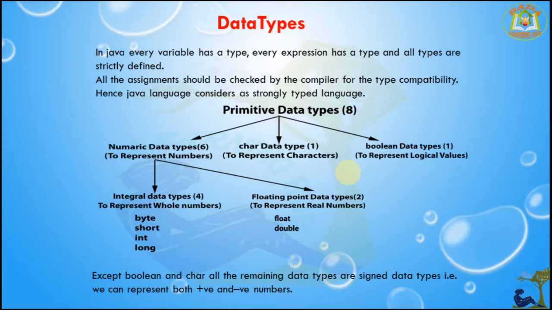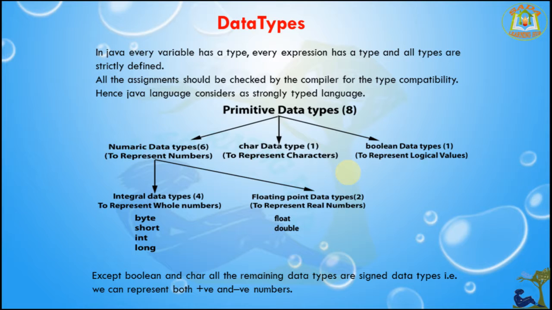Data types are divided into three categories: numeric data types to represent numbers, character data types to represent characters, and Boolean data type to represent logical values. Here, numeric data types means to represent the numbers.